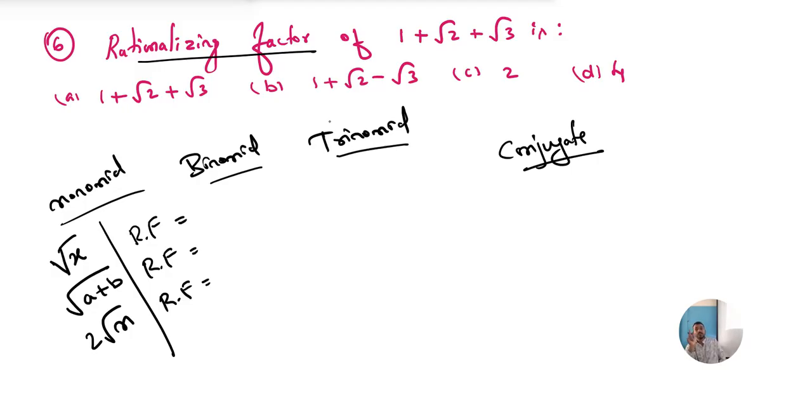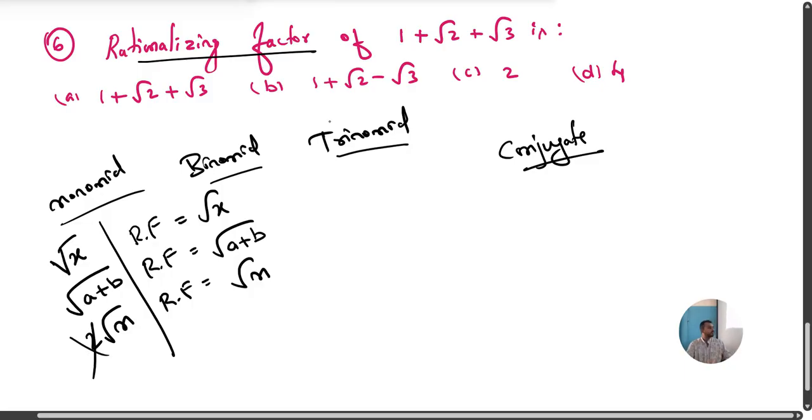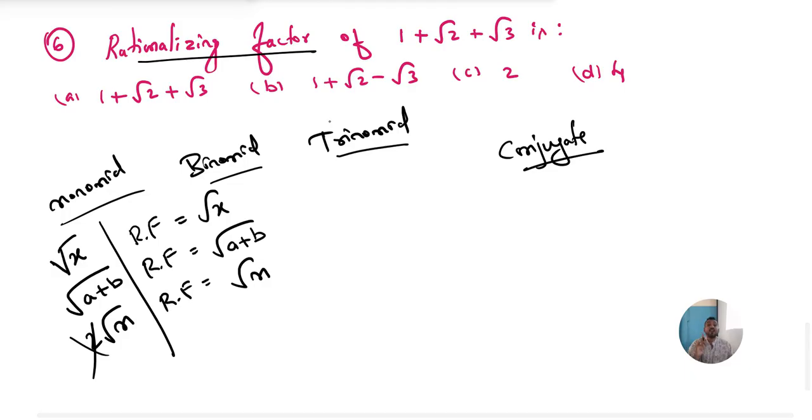But without coefficient. Coefficient means the number outside the roots is called the coefficient. Without that, now, what is the rationalizing factor of root x? Root x only. What is the rationalizing factor of root of a plus b? Root of a plus b only. What is the rationalizing factor of 2 root m? It is root m, not 2 root m, without coefficient. So this is the rationalizing factor.